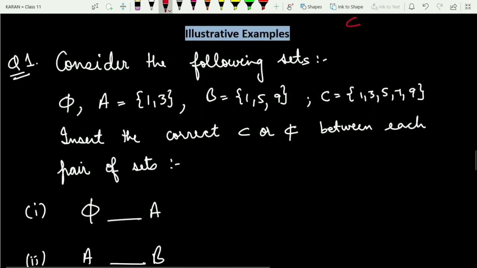Fine with this? Moving on to a few illustrative problems so as to make all the things more clear. So consider the following sets.